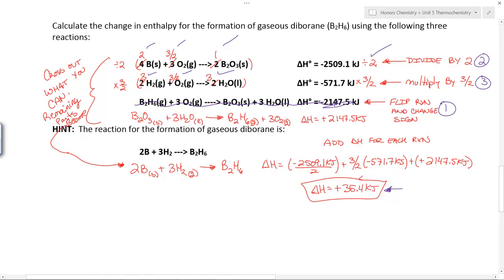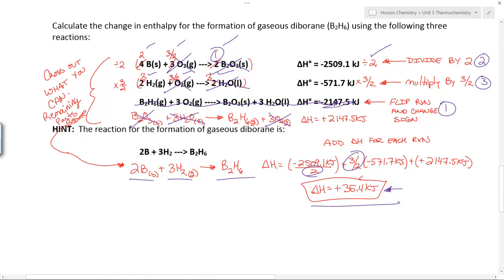Once that was finally done, I was able to see that a lot of this stuff cancels out now. All my oxygens are going to cancel out because of the 3 O2s over here. My B2O3 cancels out because I've got B2O3 on this side, remembering I reduced it to 1 there. And if you also notice, the waters are going to cancel out because I have 3 waters in this reaction, 3 waters here, and all that's left then is the remaining things, the boron, the hydrogen, and the B2H6 that I needed. Then it was just a matter of adding together all the delta H's, remembering to divide by 2 and multiply by 3/2 to get my final answer right here.